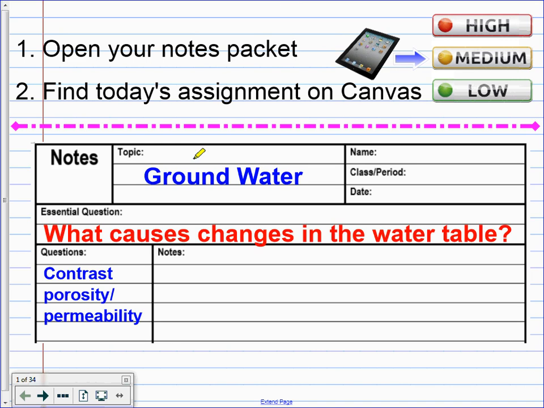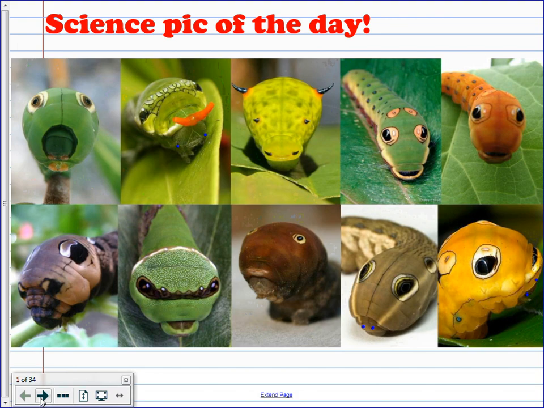So I'm going to walk you through the groundwater notes. There's a copy of these notes on Canvas as well, and we're just going to look at a few things about groundwater. We only spend this one set of notes on it just because it's not a huge standard for us to cover.